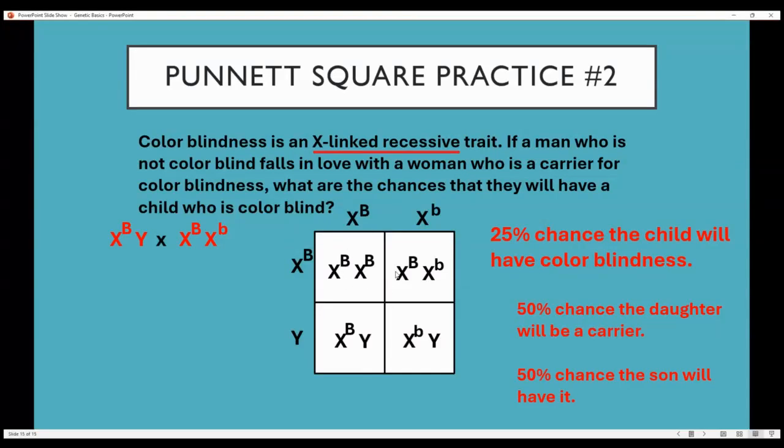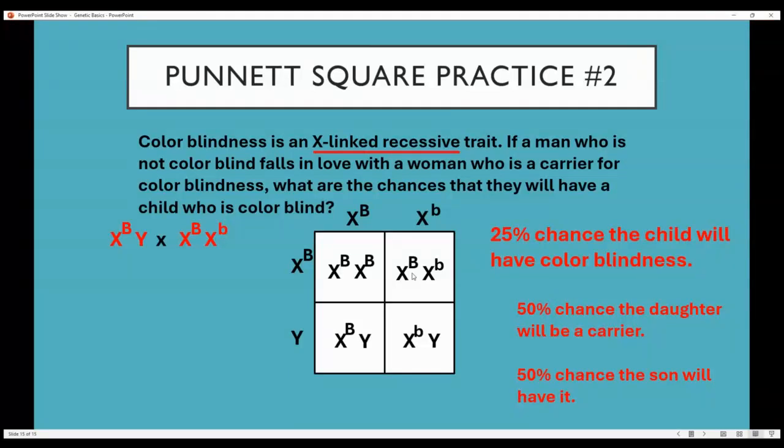Out of their daughters, only a 50% chance, 1 out of 2 of their daughters will be a carrier. And out of their sons, 1 out of 2 or 50% of their sons will have it because it is a recessive trait. So you need at least 1 recessive allele. In this case, their son will have it if he has at least 1 recessive allele because there's only 1 allele. So in this example, he will have it.